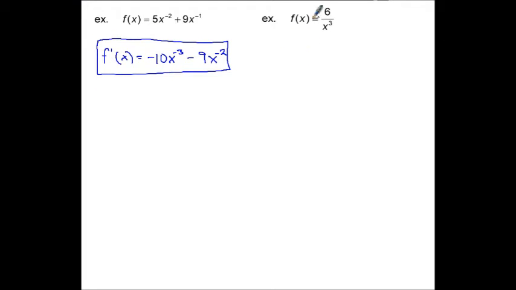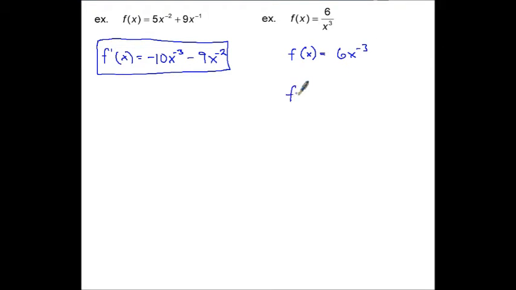Alright, on the flip side, I've got this expression right here, which you might think doesn't really fit the pattern so well, but the good news is, because we know good things about negative exponents and denominators versus numerators, I can rewrite this original function. Notice I did not put a little apostrophe up there, so I'm not doing the derivative yet. I can bring this x to the third up on top as 6x to the negative third, and now this fits my power rule really well.